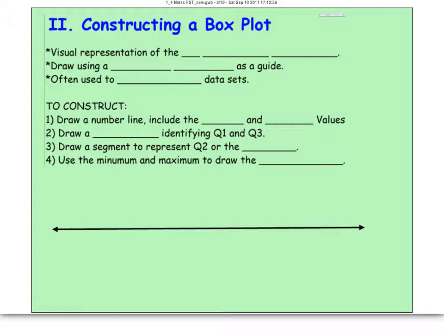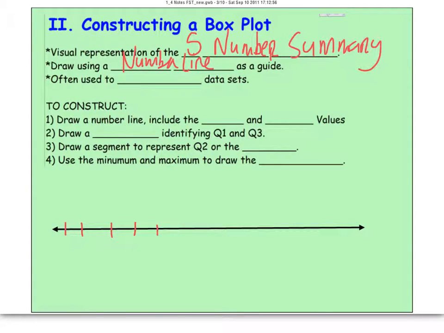So to do a box plot, first, it's just a visual representation of the 5-number summary. So it's a box with some whiskers of the min, max, the quartiles, and the median. What you're first going to do is draw using a number line as a guide. So down here you'll make your number line according to what you need and label it with your numbers.